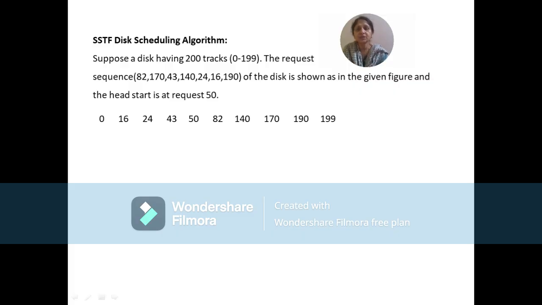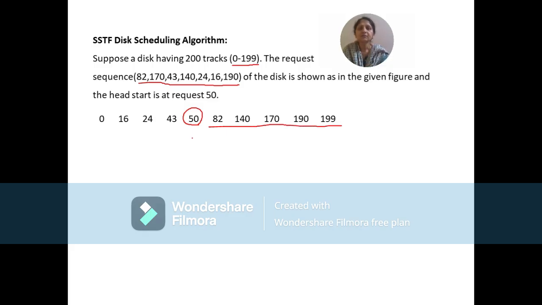So in this question, if you see request sequence 82, 170, 43, 140, 24, 16 and 190. And it is also been mentioned that there are 200 tracks from 0 to 199. For SSTF disk scheduling algorithm, we are going to sort this request in ascending order. So this is how we have written it. 0, 16, 24, 43, 50 is included because the head position which has been mentioned in the question is at 50. That is the current position of our head. Next is 82, 140, 170, 190 and 199. So this sequence is in sorted order.